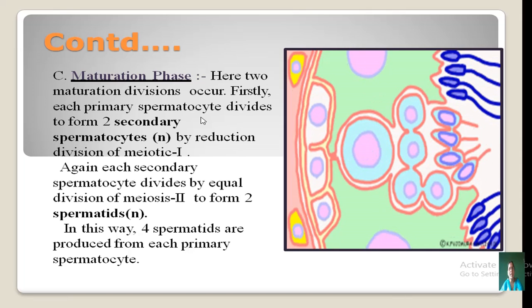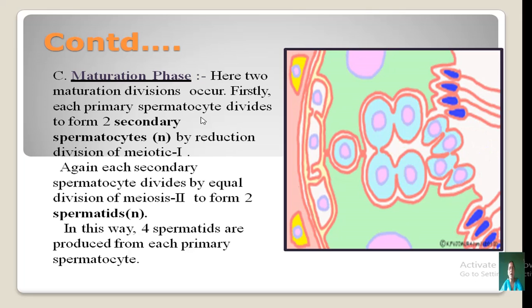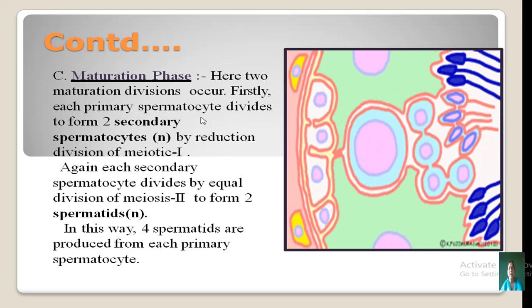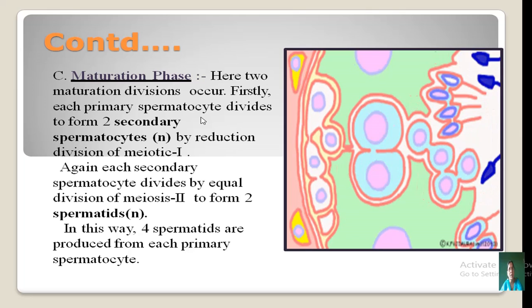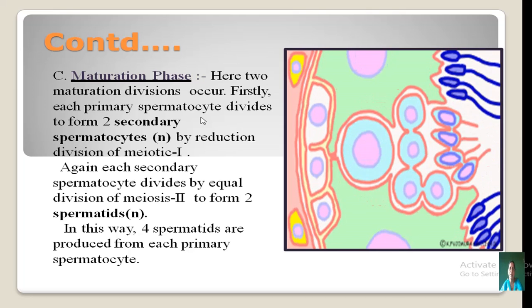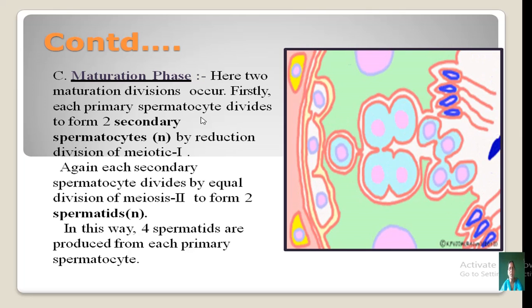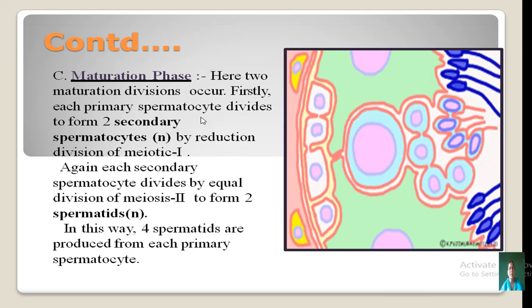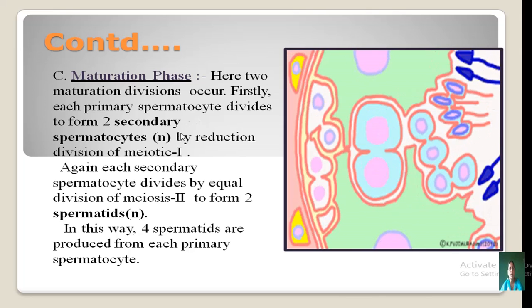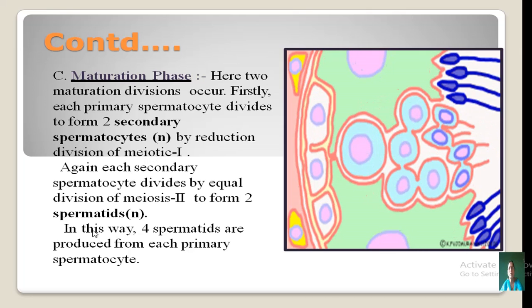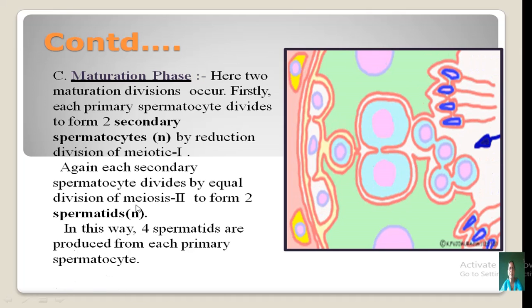The two secondary spermatocytes which are formed after reduction division are haploid in nature. The primary spermatocytes are diploid, but the secondary spermatocytes are haploid because these are produced by the process of reduction division, which is meiosis 1. Then what happens to the secondary spermatocyte?